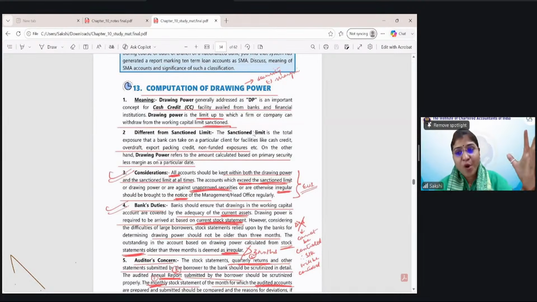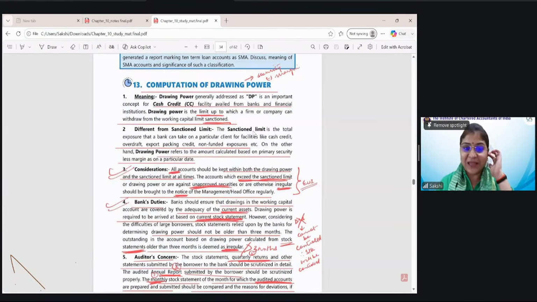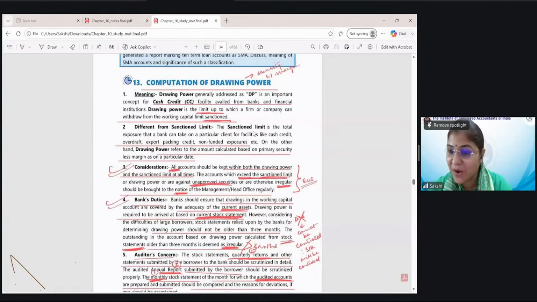Sanction limit was the overall limit of your term loan, of your CC, all the loan facilities that you have taken from the bank. Total of that was your sanction limit, isn't it? Okay. Then different from sanction limit. How come different? Because sanction limit is the total exposure that the bank can take on a particular client, including your export packaging credit, your non-funded exposure, your CC, overdraft, everything, isn't it?